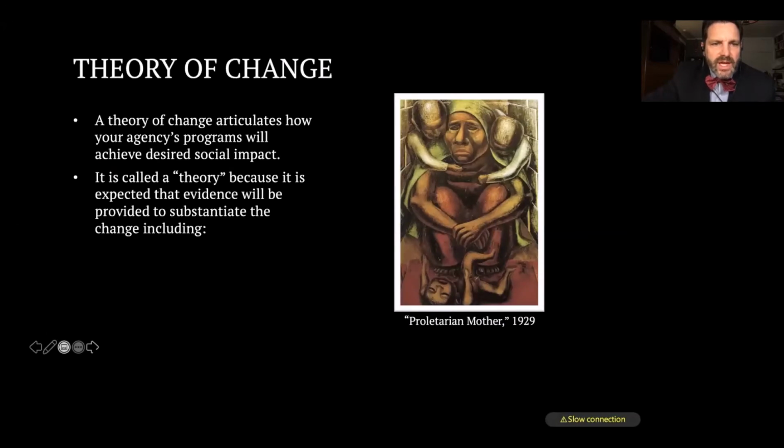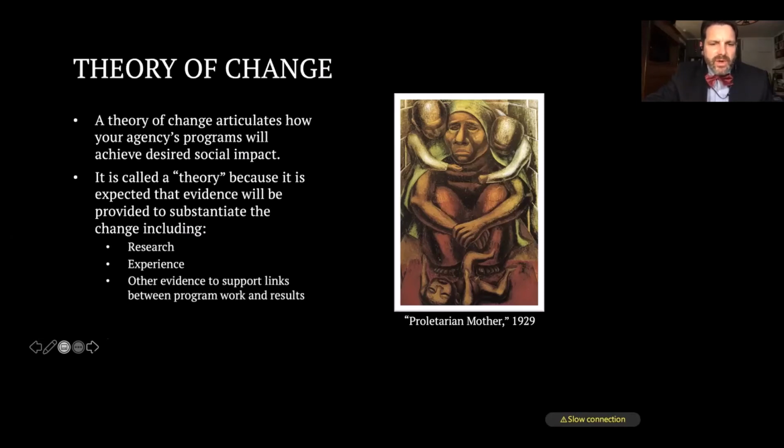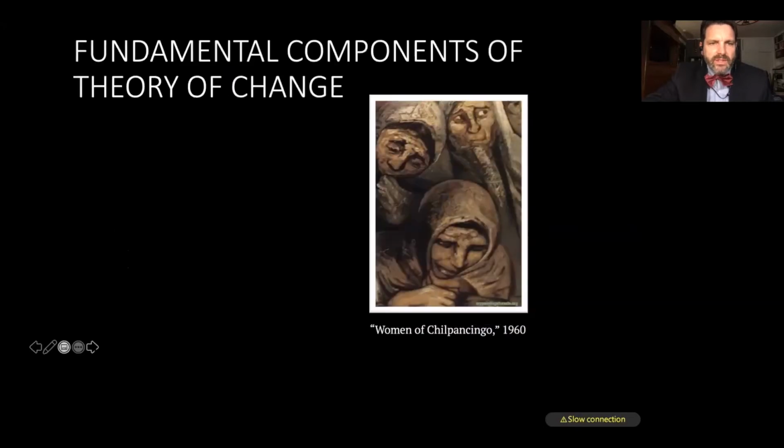So a theory of change is really a statement or a way of describing how your agency, how your nonprofit will eventually, hopefully, reach its desired social impact. It's called a theory because you're hoping to put forward evidence that will demonstrate that you are reaching your ultimate goal, and it's through research, experience, and other evidence that links the work that you do with the ultimate social impact that you're hoping to make.